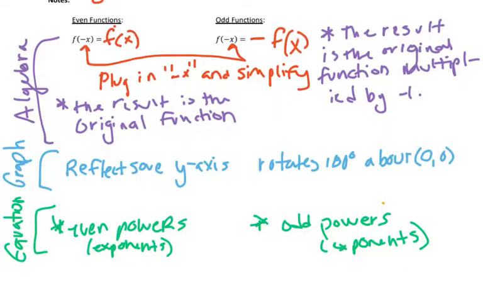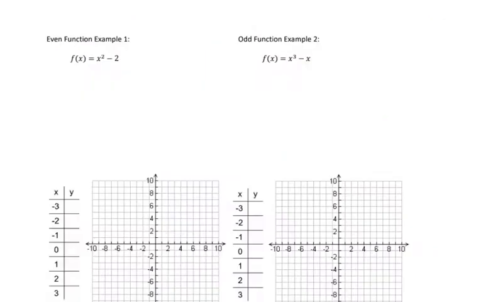Alright, so now that we have all of those to identify what's happening, we're going to do an even example and an odd example. So here's our even function example. We've got x squared minus 2. Super. So algebraically, I'm going to go ahead and plug in a negative x. So I'm going to take this equation, f, and plug in this negative x. And so if I plug in that negative x, instead of x squared, we have negative x squared, and then the minus 2.